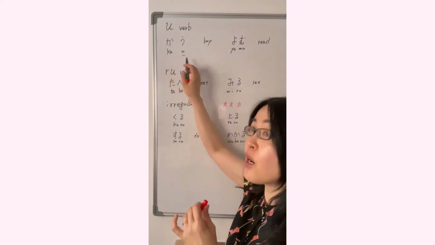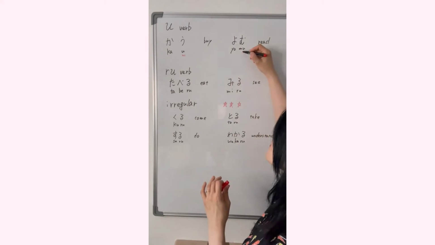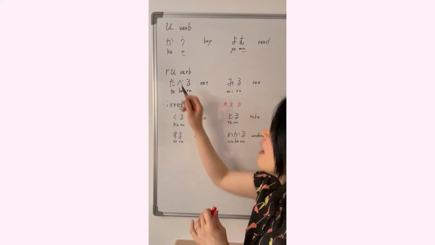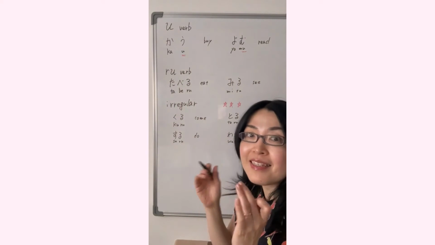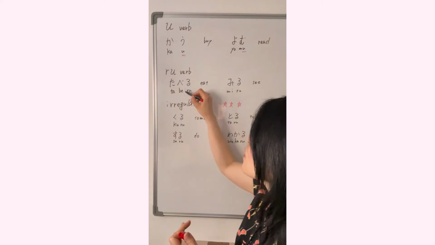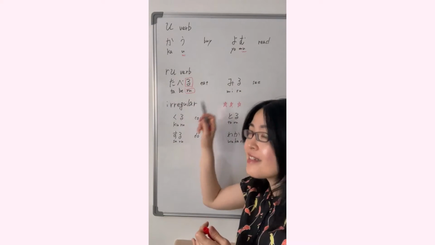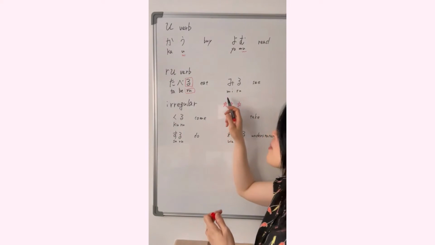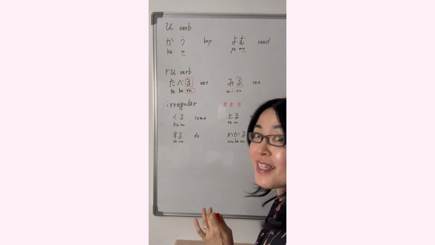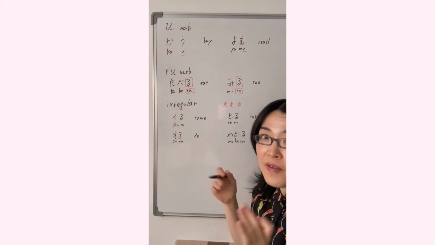sound, like kau means buy, and then yomu. So you can see sound here. Yomu means read. Okay, and then verb is the ending is sound. Okay, for example, taberu. So you can see hiragana ru here means eat, and then miru means see, look. Yes, so again you can see hiragana ru here, and then the ending is ru. Yes, so these are verb.